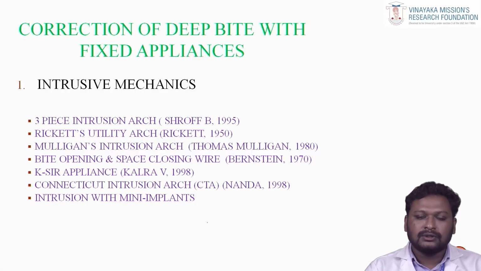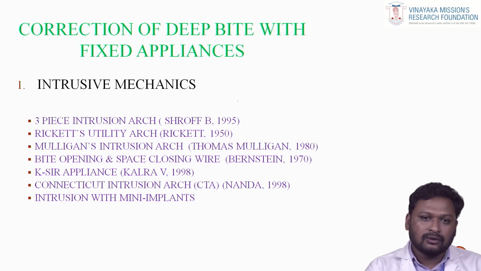So up to this, we have seen the correction of deep bite using removable appliances like bite plates and bio-functional appliances. Now we will come to the fixed appliances. This is very deep, so I am not going into detail. Just have a look, these are the various intrusion arches given by various authors. The first one is a 3-piece intrusion arch, then the Ricketts utility arch, Mulligan's intrusion arch, the opening and space closing wire, the KSR appliance, the Connecticut intrusion arch, and intrusion with mini implants.